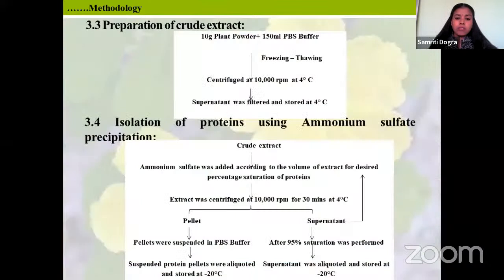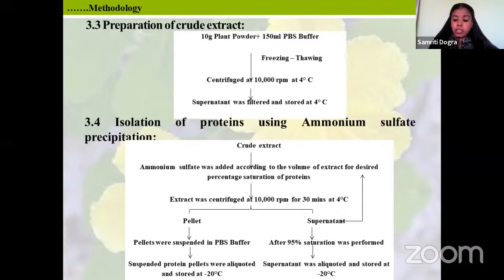So how to prepare the crude extract? Powder was dissolved in PBS buffer, then freezing and thawing treatment. Here is the most important thing I did, because in my institute I do not have a facility for liquid nitrogen, so I would have to go to another institute for that purpose. But again, I just skipped that part and used the freezing and thawing treatment. It takes time, around 3 to 4 days for freezing and thawing. Then I centrifuged at 4 degrees, and the supernatant was collected and stored. In that supernatant, ammonium sulfate precipitation was carried out, and then the pellet was stored in PBS buffer, aliquoted, and stored at minus 20.